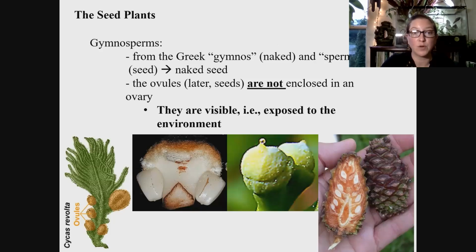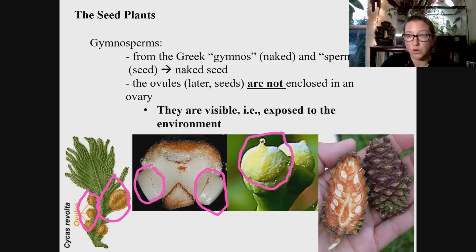Here are some gymnosperm ovules. Notice they're not in a flower or anything like that. They're just out there. So here's an ovule on a leaf. Believe it or not, these are also ovules that are just on a weird looking leaf. Here's an ovule.